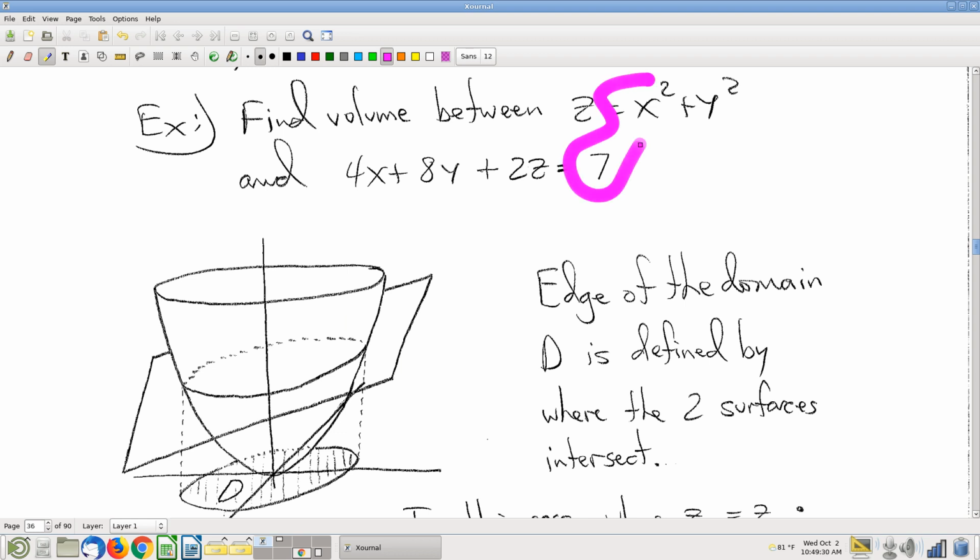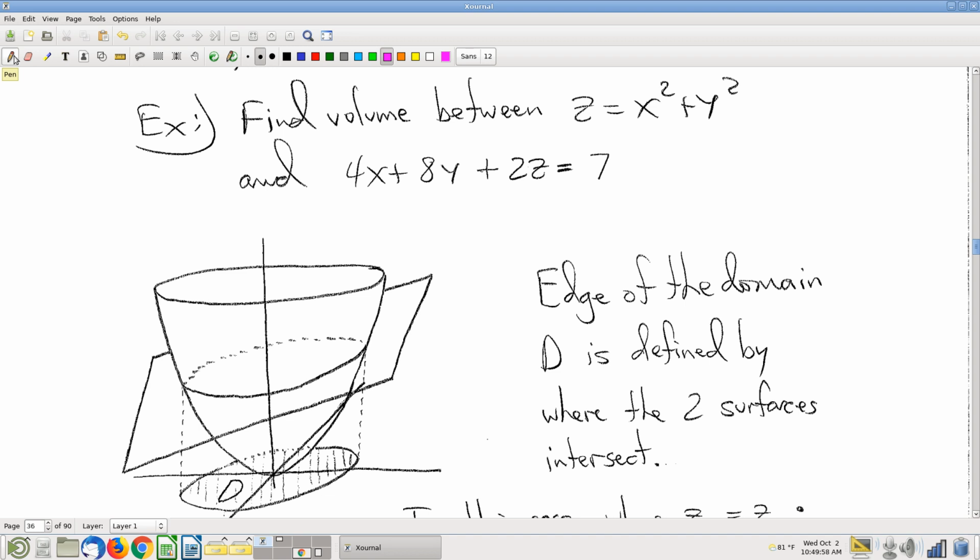Tempting though, because a lot of people on this question will think that the domain is where x squared plus y squared equals 7, and that maybe that'll give you this circle down here or something. It's complete nonsense. Does everybody see why that's nonsense? You'd be surprised how often I see this on exams. So let me show you how to deal with this. How do you find that domain? How do you find that intersection curve and its shadow?